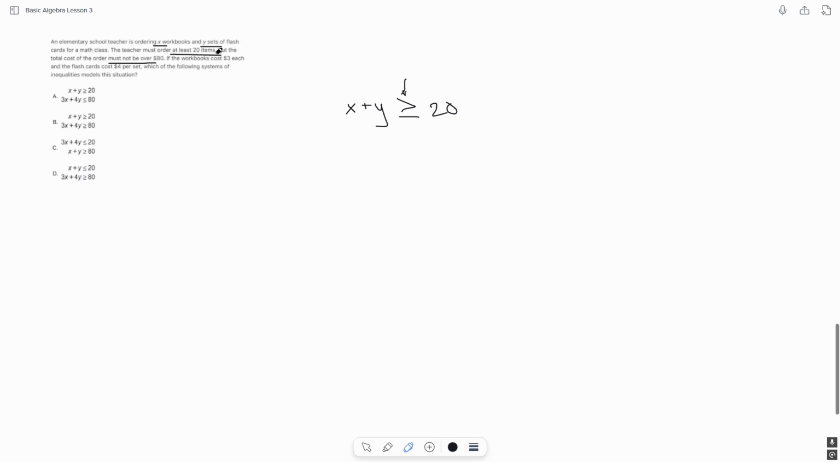And then for the second part, you have the workbooks, X cost $3 each, and the flashcards cost $4 each. And this cannot be over 80. It can't be over, but it can be 80, right? Which means it's less than or equal to. So which one here has both of these? It would be A.